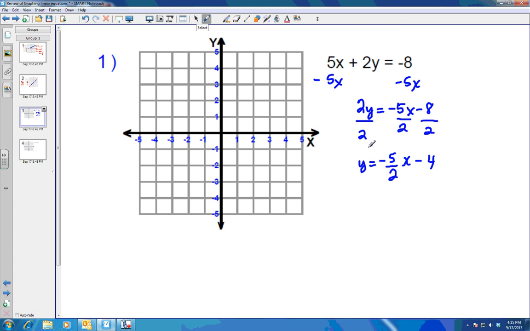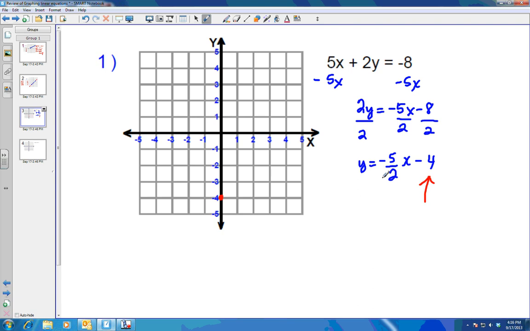Let's find our y-intercept. Our y-intercept is always the number without the x. So my y-intercept is -4. And from this point, I'm going to graph my slope. Remember, slope is the difference of your y's over the difference of your x's. Okay. Now it says -5, so that means I would go down 5 to the right 2, but I'm going to run out of room.